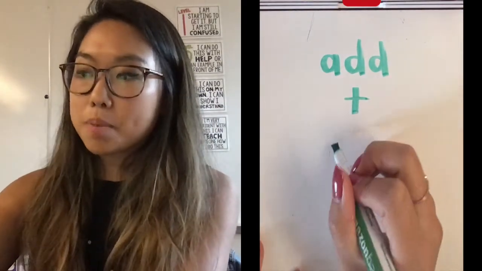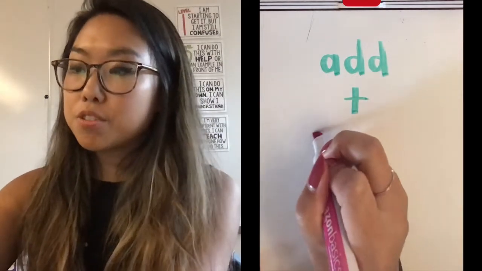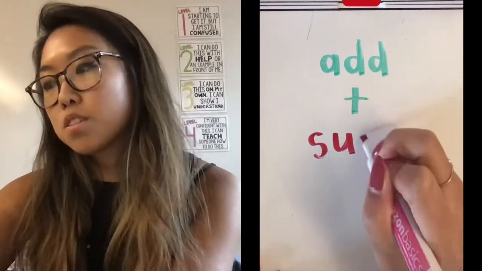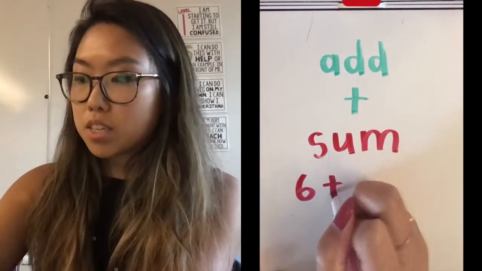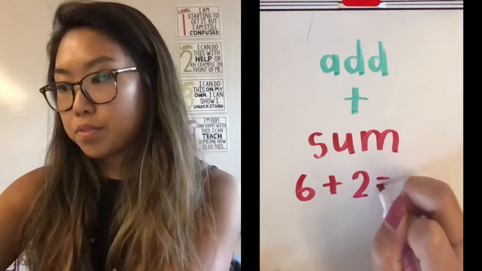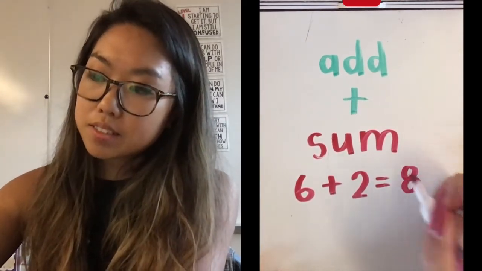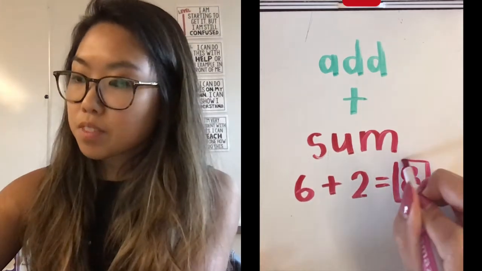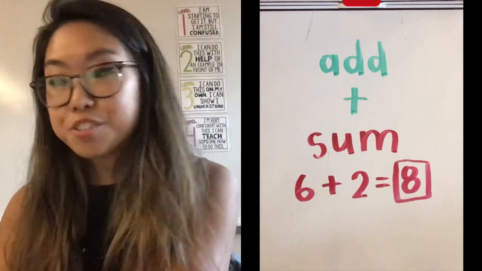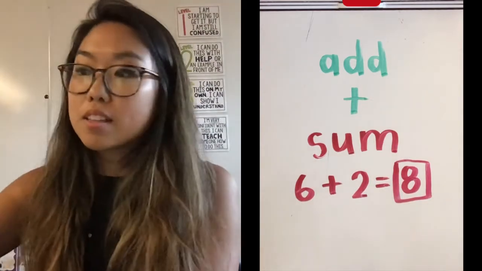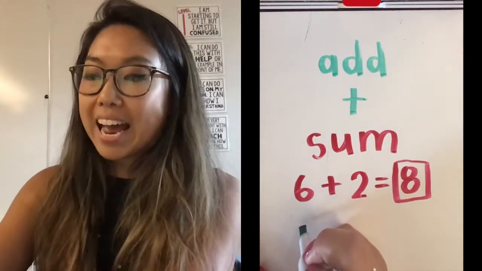Next, we're going to talk about the word sum. A sum is the answer to an addition problem. So the sum for 6 plus 2 equals blank. The sum is the end. It is the answer. So when you hear me say the word sum, I'm thinking about the answer to an addition problem.